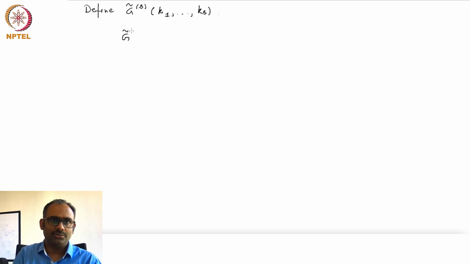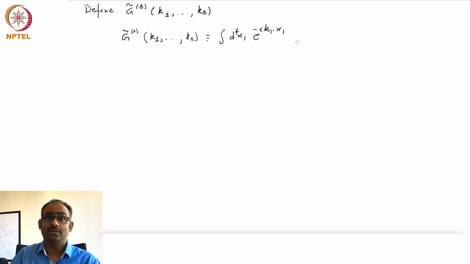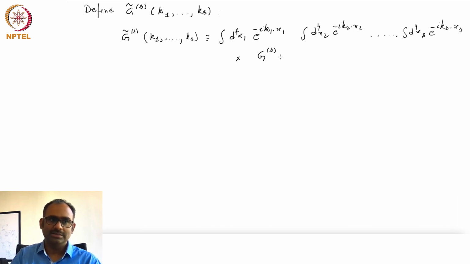So, G tilde of k1 to ks is defined to be the integral d4 x1 e to the minus i k1 dot x1, integral d4 x2 e to the minus i k2 dot x2, and so on, integral d4 xs e to the minus i ks dot xs, and this Fourier transform is being done on G s of x1 to xs.